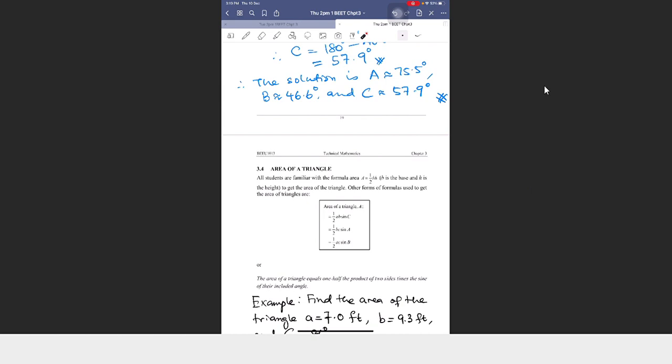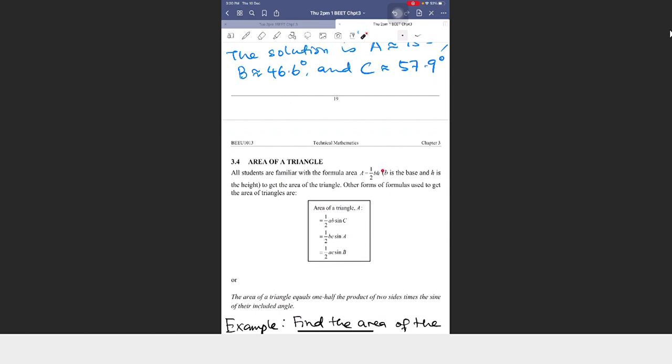All the while, what you have learned to find the area of any triangle, if you recall, you have this formula. This is the basic formula: half times base times height. This is the basic formula for the area of a triangle.